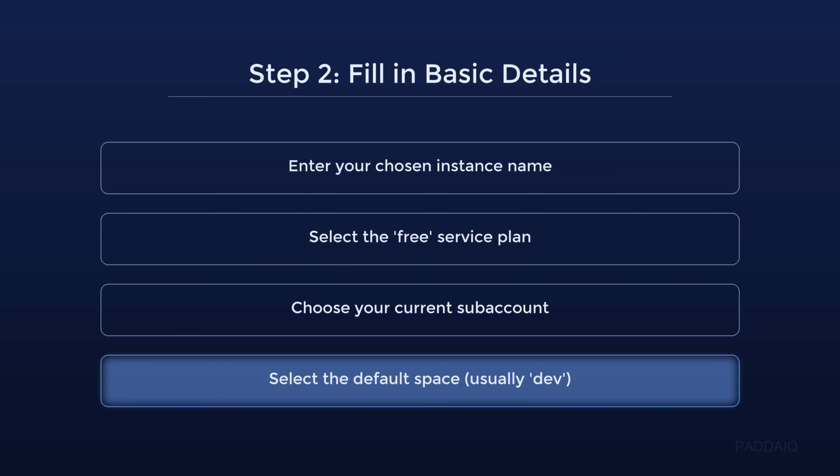Select the default space, usually dev. This means choosing the standard development area where your project's apps and services will reside. For example, if building a sales reporting app, you'd place it in the dev space to keep work organized. This initial selection ensures your resources are properly contained and managed from the start.